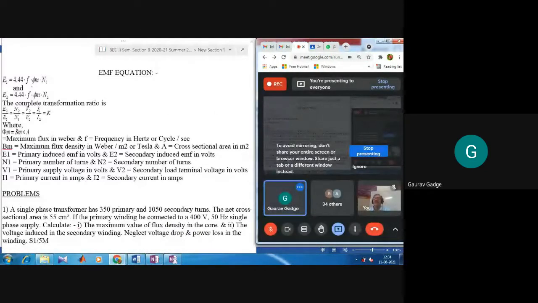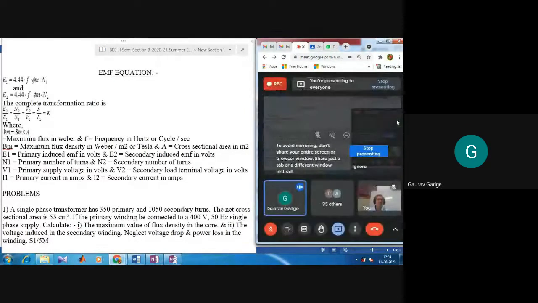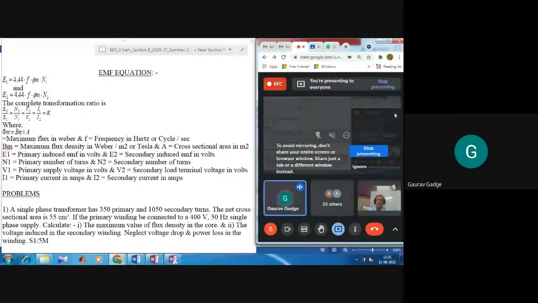Okay. So in the last lecture we discussed the transformer, unit number 4, where we covered 4 questions. Question number 1 was related to the principal operation of transformer. Question number 2 is related to the EMF equation and transformation ratio. Question number 3, ideal conditions for single phase transformer.